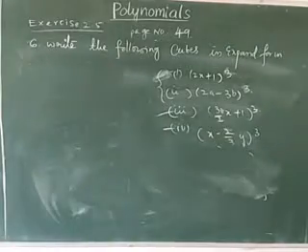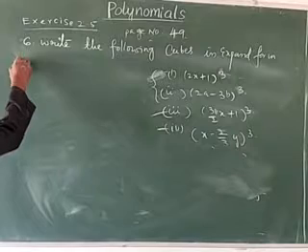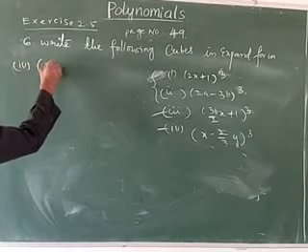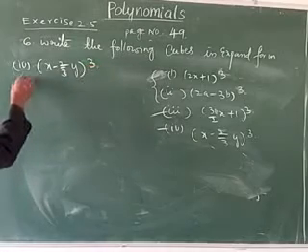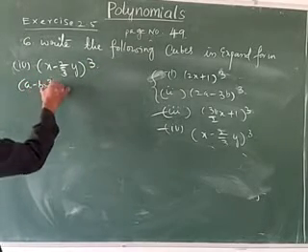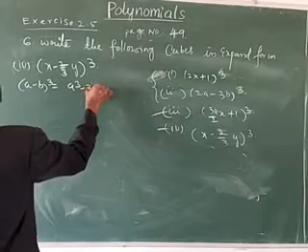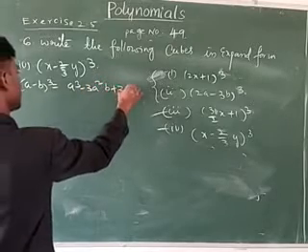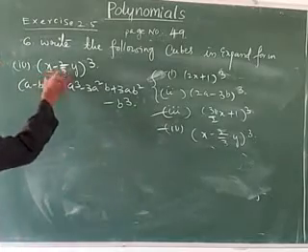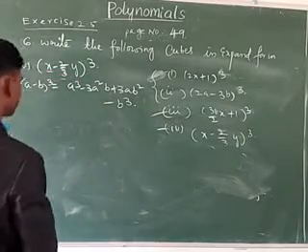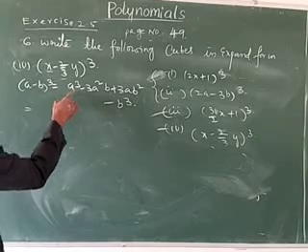Next, the fourth one: (x minus 2/3 y) whole cube. This is the (a minus b) whole cube formula: a cube minus 3a square b plus 3a b square minus b cube. Here a is equal to x and b is equal to 2/3 y. Now you have to substitute these values here.